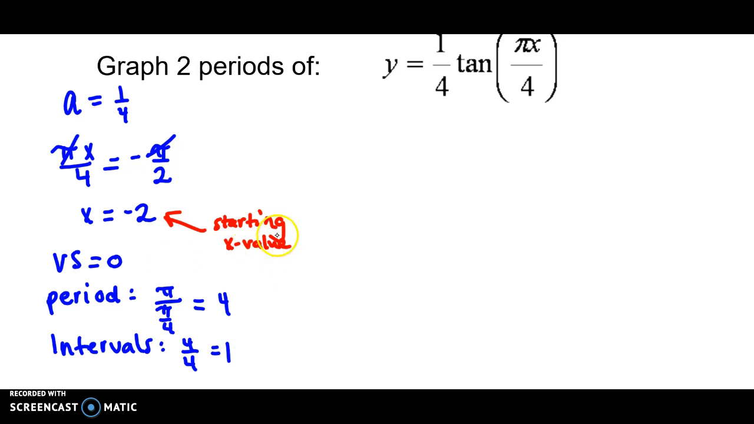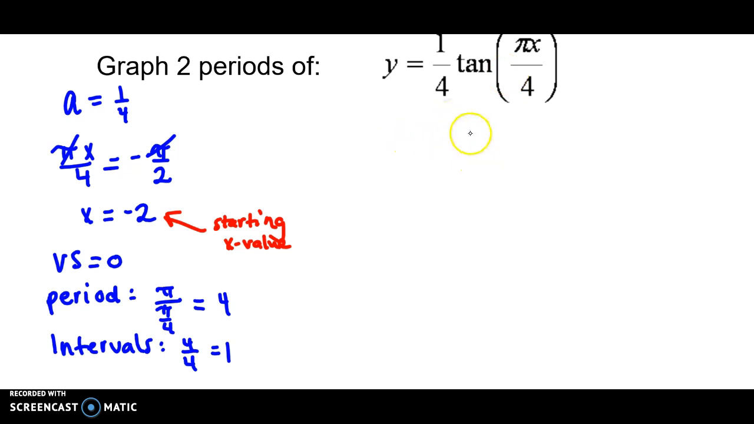You know, we found our starting x value, and you only need to find either the horizontal shift or the starting x value to graph, not both. But I would just recommend being prepared to answer both if it asks. If it does ask for the horizontal shift, then we're going to set this equal to 0, which would be 0. But we don't need to do that.